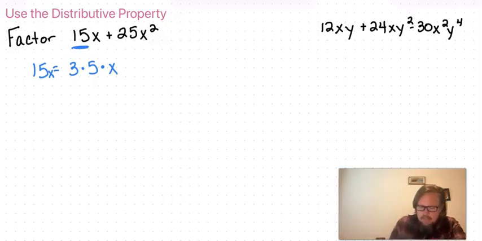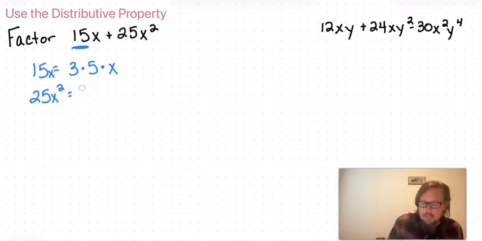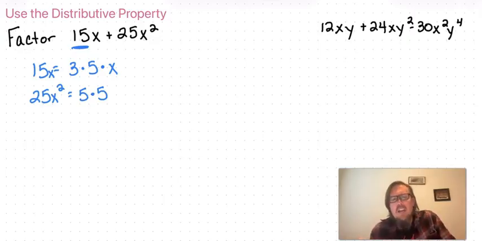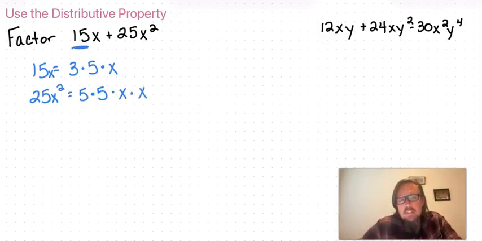Let's do the same thing for 25. In this case, it's 25x squared, but let's focus just on the 25. Let's go ahead and factor 25. So 25 is 5 times 5. Okay, so we're going to do 5 times 5. But this is 25x squared. And what is x squared? Well, we factor x squared. That's pretty simple. X squared is just x times x. That's what squared means. It means something multiplied by itself. So x squared means x times x. So we have now factored 15x, and we have factored 25x squared.